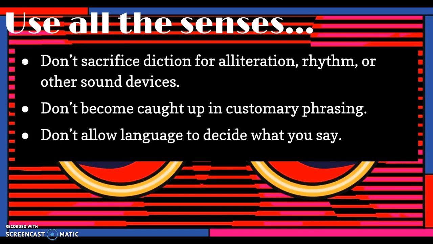Also, don't get caught up in customary phrasing. We have cliches and turns of phrases that we're used to using, and as we write, we might get caught up in just kind of writing the way we always write when there's actually a better and more concise and vivid way to say it. Therefore, don't allow language to decide what you say. This is very time-consuming, but essentially what it's asking you to do is when you edit, you look at every sentence and you decide what is the best, most vivid, most economical way to communicate this information to your readers.